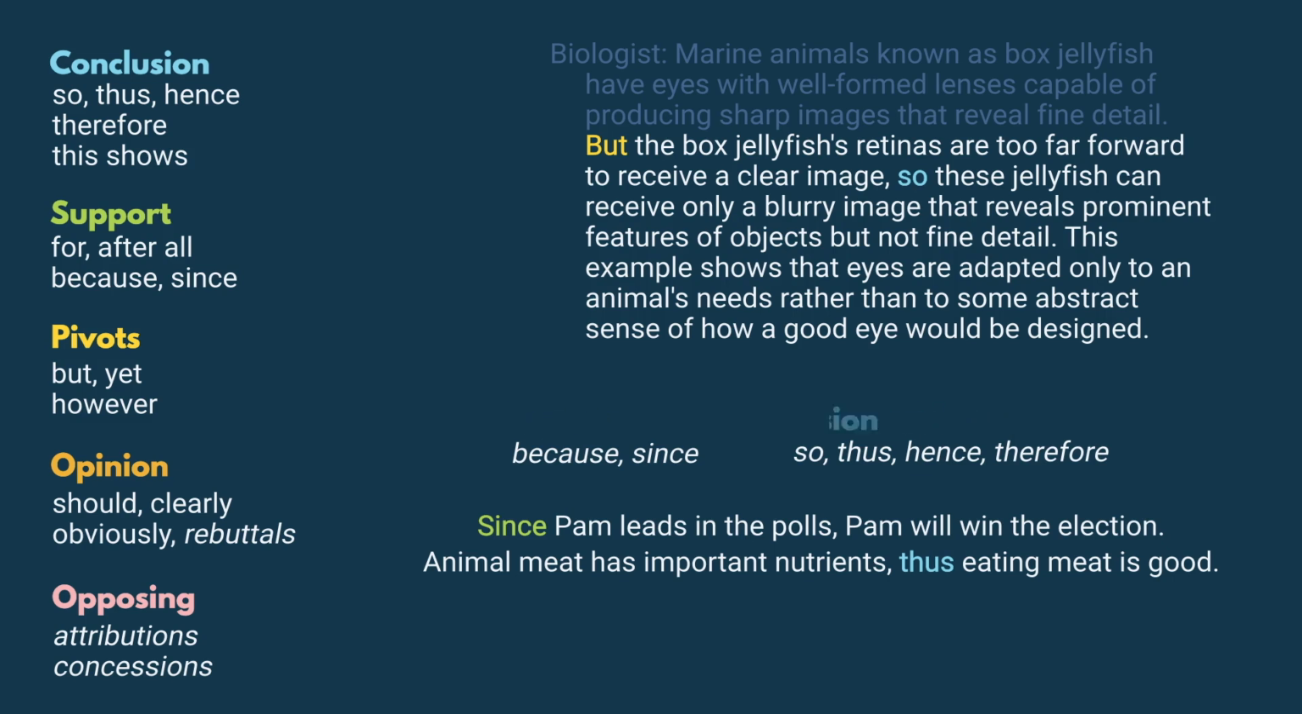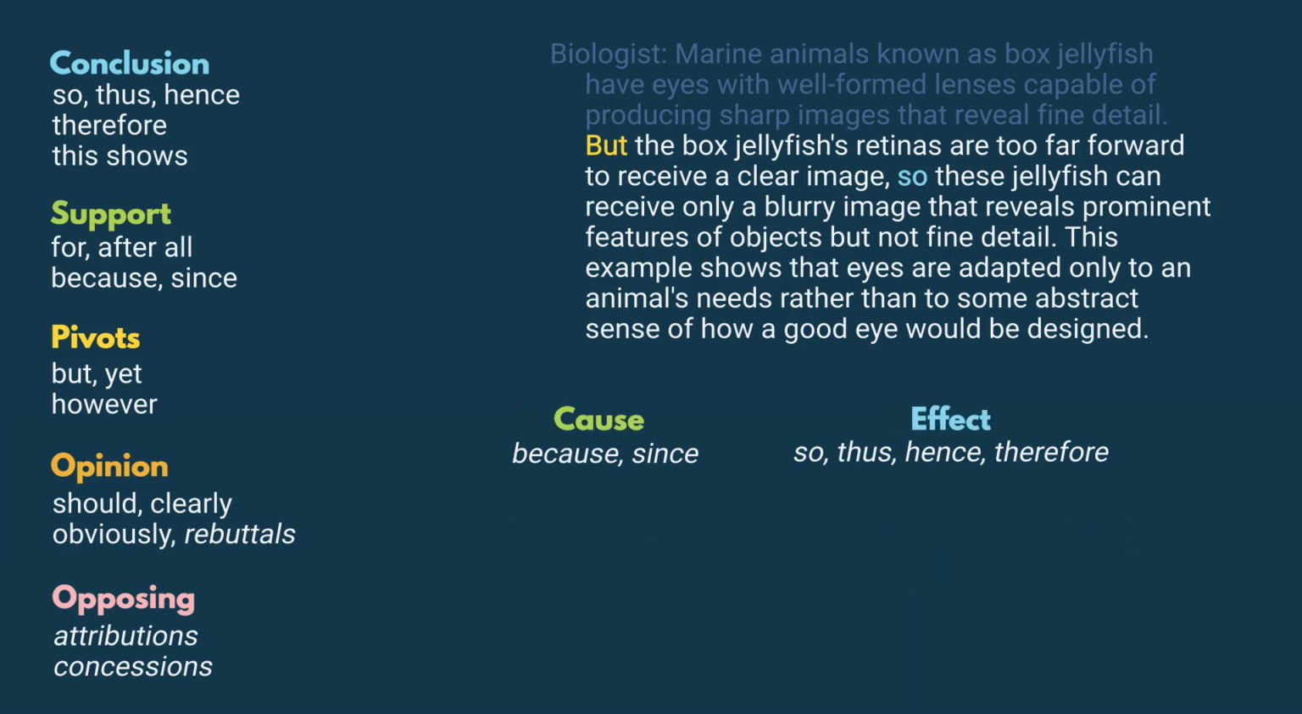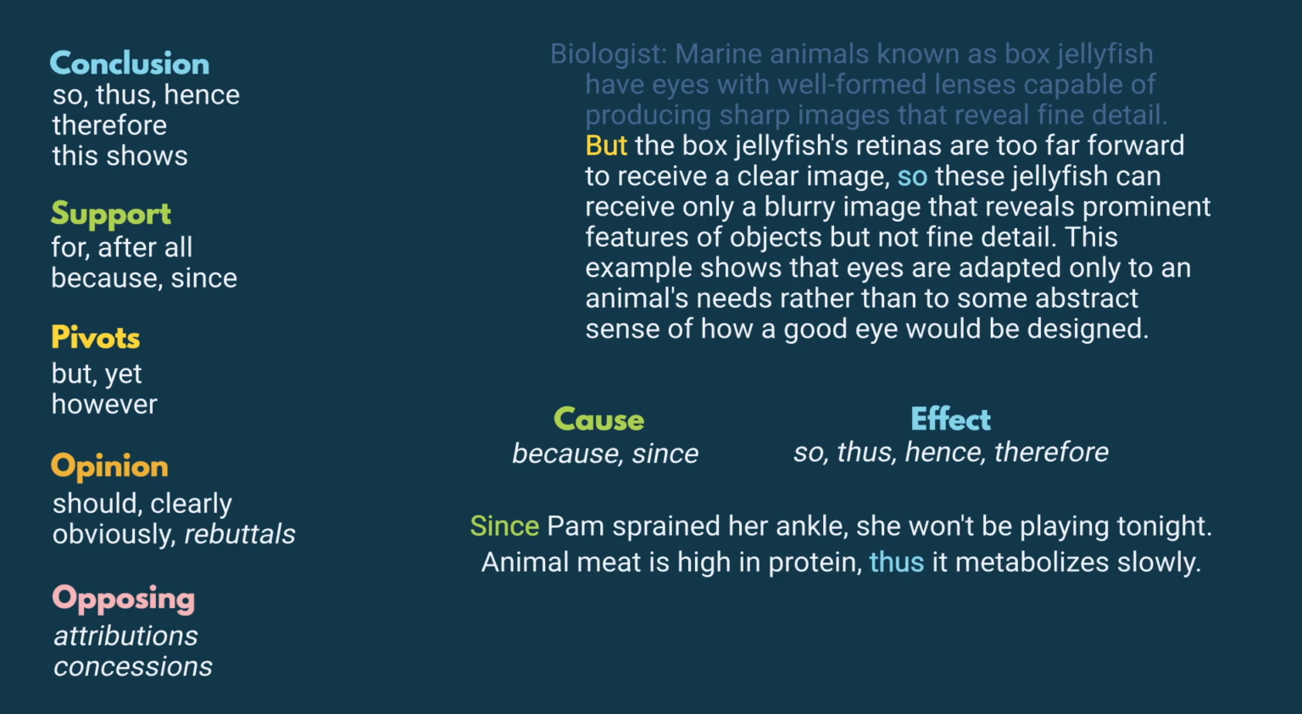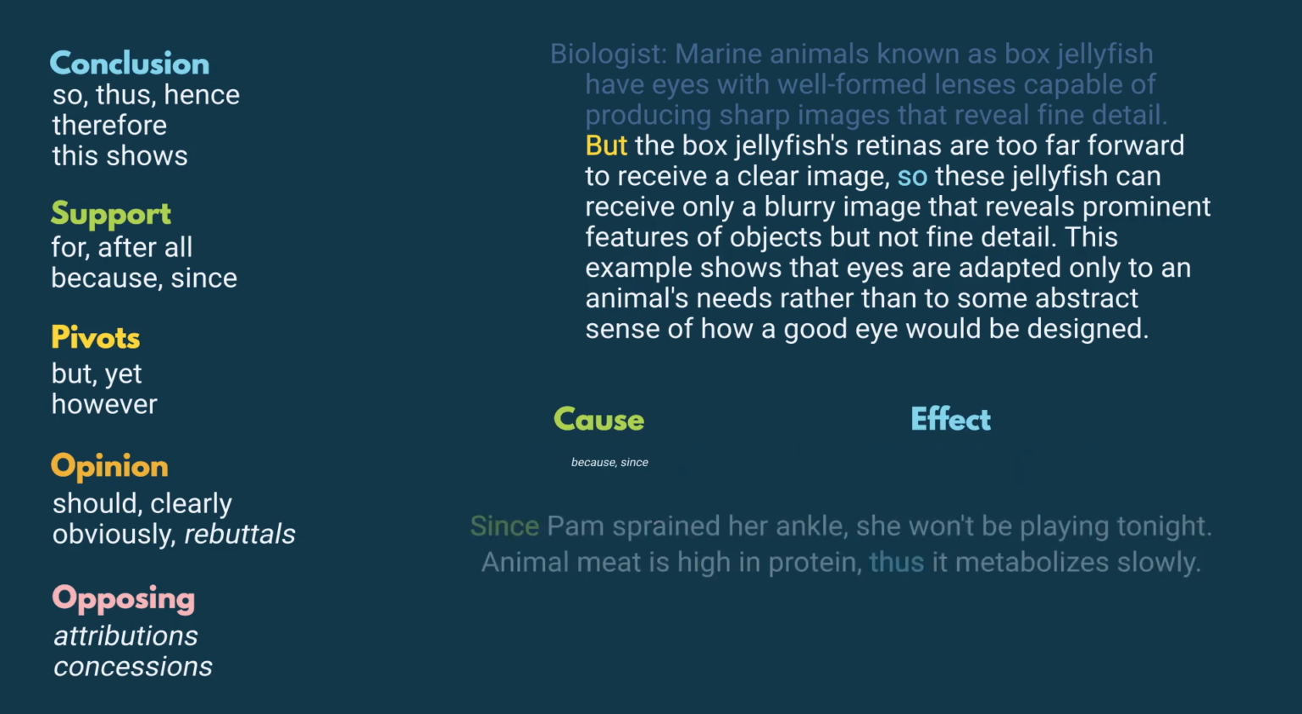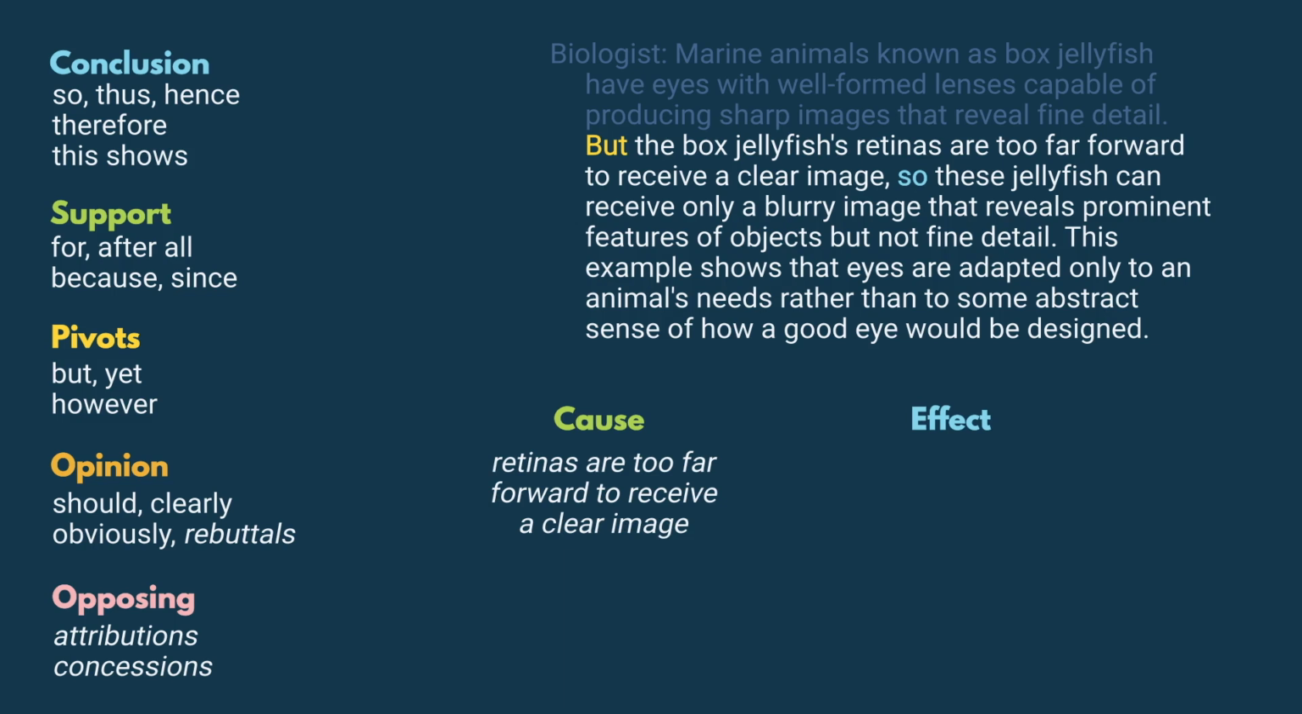But these words can also sometimes show up to indicate cause and effect. We could say, since Pam sprained her ankle, she can't play tonight. Or, meat is high in protein, thus it takes time to metabolize it. We need to be receptive to the idea that these words sometimes will just be indicating cause-effect relationships. And that's what's happening here. Retinas are too far forward, which causes a blurry image. This isn't reasoning, it's just causal information. The last sentence, though, is showing a conclusion.